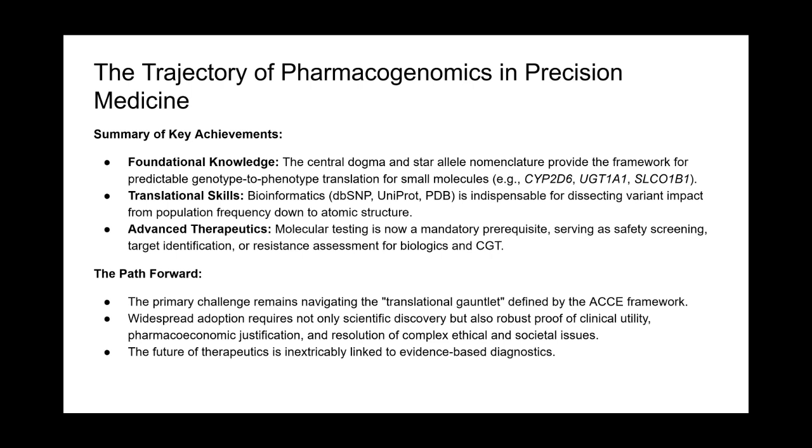Nevertheless, widespread clinical adoption faces obstacles beyond scientific research. Successfully implementing a pharmacogenomic test depends on navigating the translational gauntlet, a rigorous evaluation process outlined by the ACCE framework. Demonstrating not just analytical and clinical validity, but also real clinical utility is crucial. This must happen within a strong regulatory system and a healthcare infrastructure capable of addressing ethical, legal, and economic challenges.